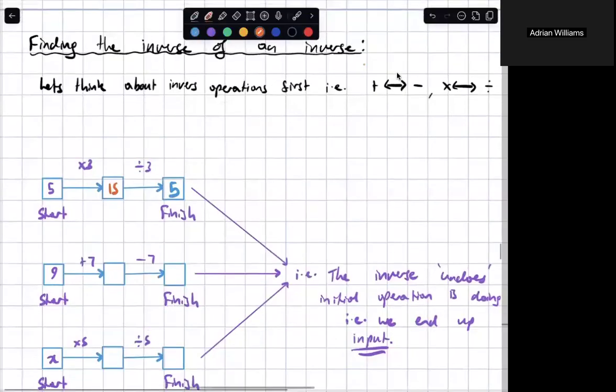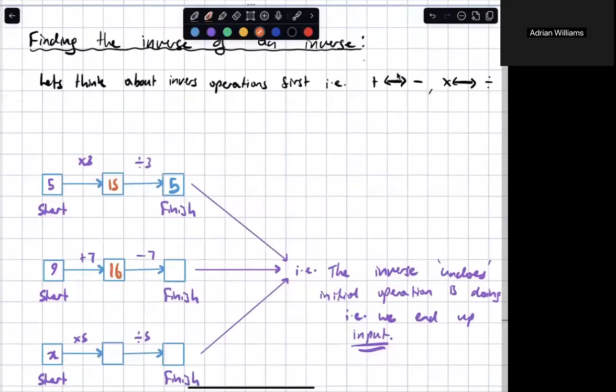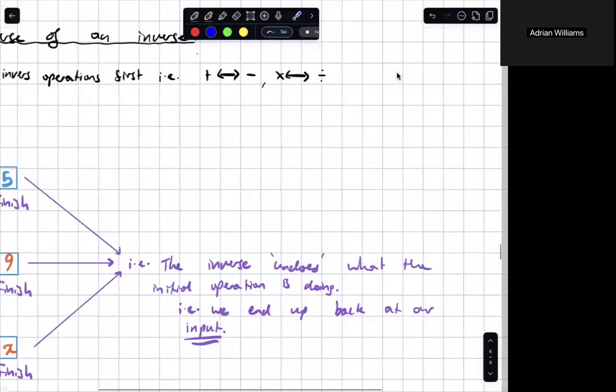We can see this happening again in the next one. 9 plus 7 will be 16. Okay, the opposite of adding 7, or the inverse, is subtracting 7. 16 minus 7 is also 9. Doing this more generally, i.e. for an algebraic statement, for example, if I start with x and I multiply by 5, I end up with 5x. If I take 5x and I divide by 5, I end up with x. All I'm trying to say here is the fact that the inverse undoes whatever the initial operation is doing, and as a result, we end up back at our original input.